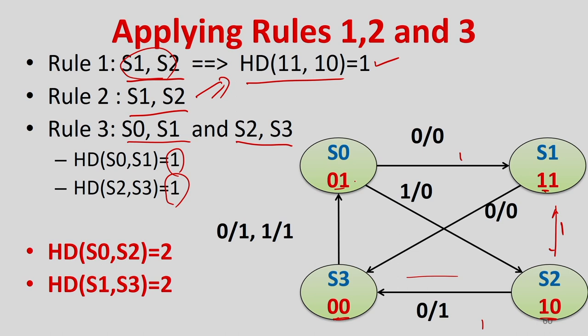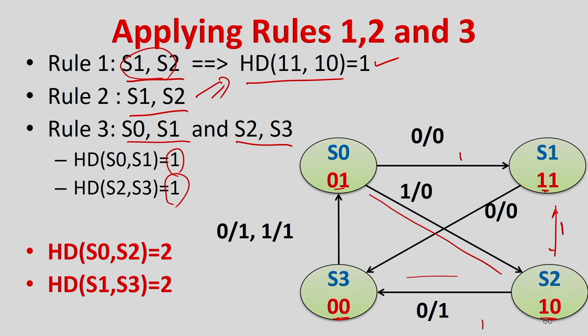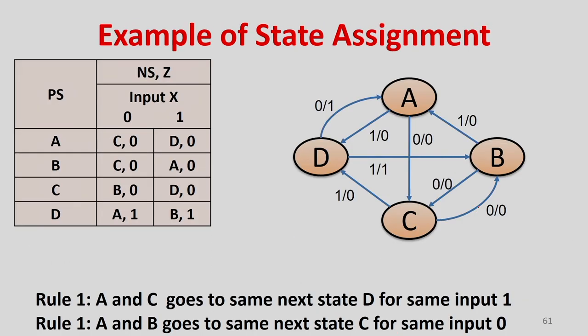If you look at S0 and S2, these are actually different, so in this case we can assign Hamming distance a little bit bigger. And with this, if you look at the other example, in this case we are trying to assign minimum code. For this we are not caring. For S1, S3 also we are not caring, but for this thing we are caring, and for this we are caring, but not for this and this, based on rules. And let us look at another example.